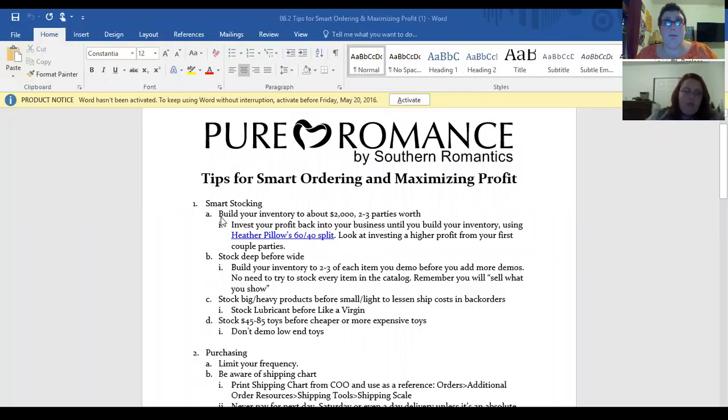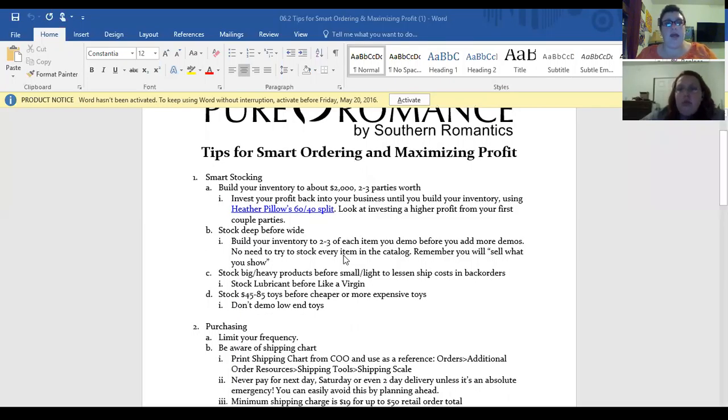Start first with stocking your inventory, building it up so that you have enough for 2 to 3 parties. That way you're not ordering after every party. Heather Pillow has a great video on how she invests back in her business. She does a 60-40 split. If you're at the point where you know that you need this money, start out paying yourself 60 and then eventually switch over to paying yourself 40. That way you're investing back in your business, so you can not only grow your inventory, but also do vendor events and things like that.